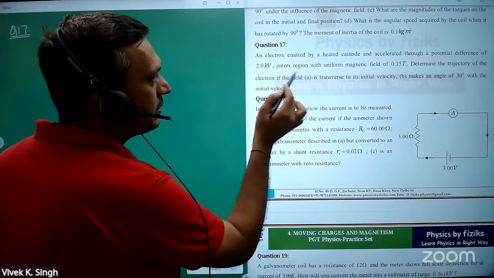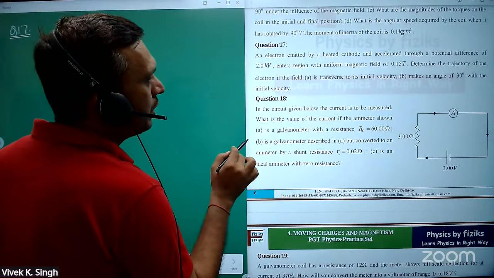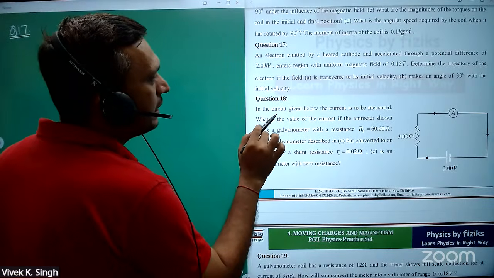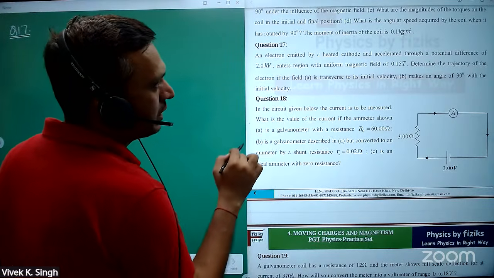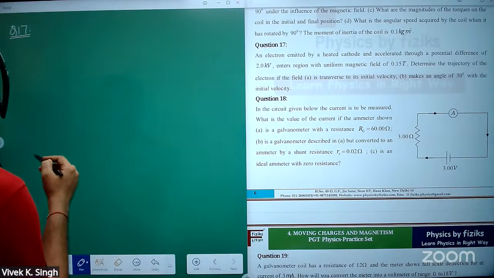And then it enters a region of uniform magnetic field. Determine the trajectory of the electron if the field A is transverse to its initial velocity and B makes an angle 30° with the initial velocity.